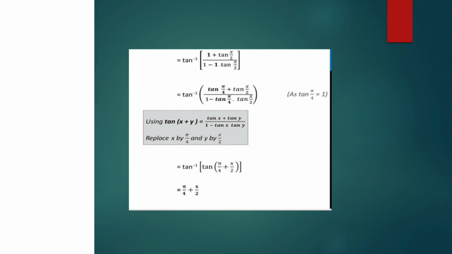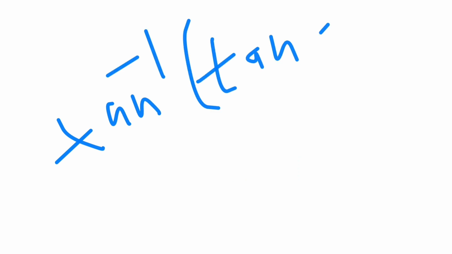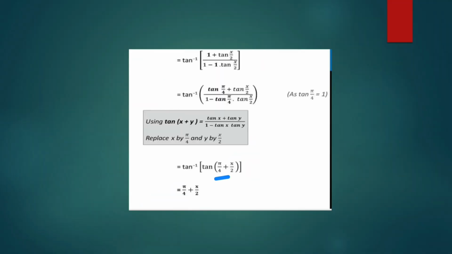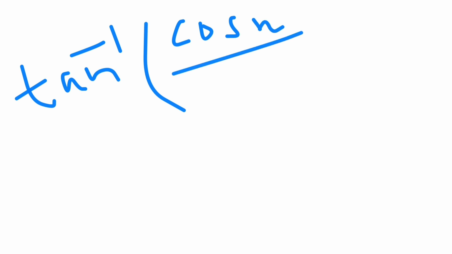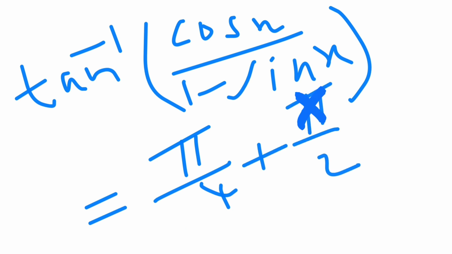So we know it very well, tan inverse of tan theta is nothing but theta only, no? So that's why we are left with the angle only. Here tan inverse of tan of pi by 4 plus x by 2 is nothing but pi by 4 plus x by 2. So tan inverse of cos x by 1 minus sin x. We have to write in simplest form now. What is our simplest form? Pi by 4 plus x by 2 is our simplest form.